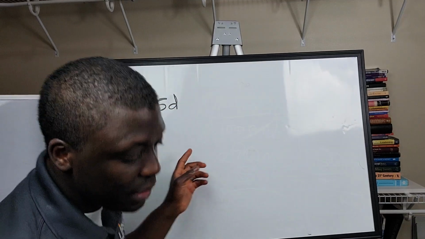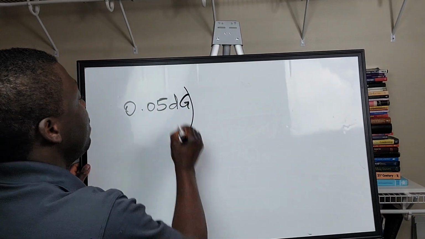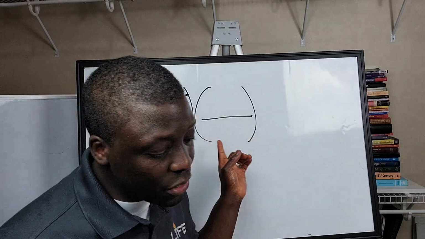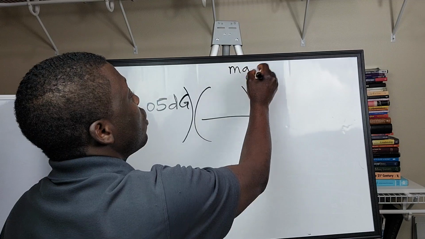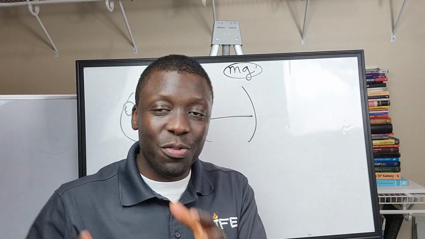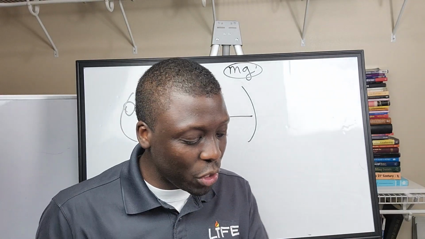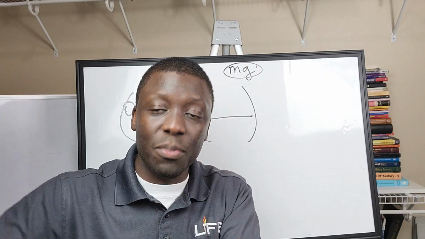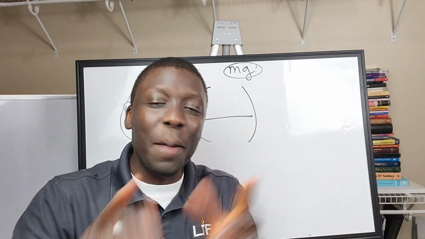0.05 decagrams, okay? We want to convert that to milligrams. That's what the goal is at the end of the day. But you might not have a direct route from decagrams to milligrams. So what you do is you change the decagrams to grams and then change the grams to milligrams. Do you see? So one step at a time though.